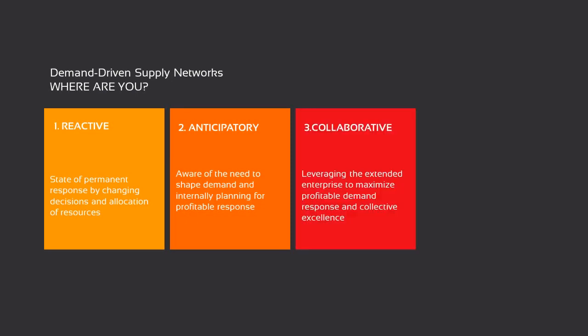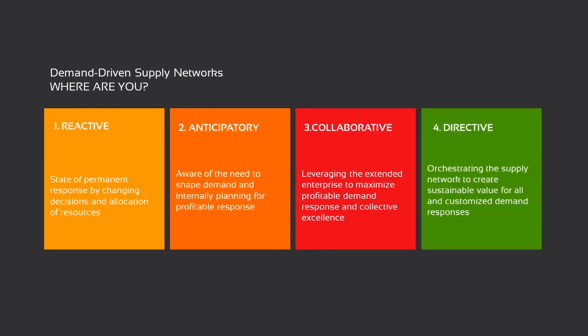The third stage is what we call the collaborative stage, where some of these internal coordinated planning efforts are actually extending outside of the firm and involving some of the other partners in that network. So it's trying to maximize a profitable demand response, not only for the firm itself, but also for the firm's partners, and in this case could be channels, suppliers, or customers.